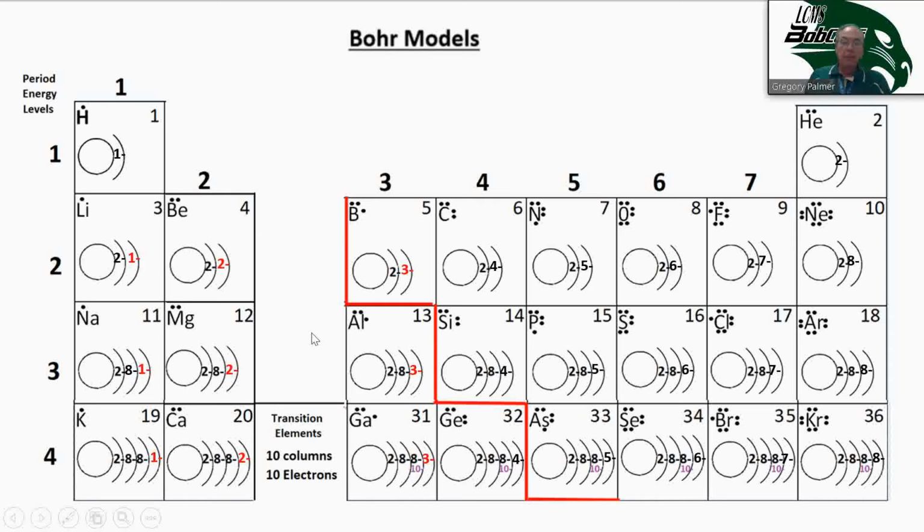Now what happens during bonding? These electrons are lost. You see how I erased them? Well, when we do that, lithium has 3 protons, an atomic number of 3, but it only has 2 electrons left. So it's going to become positive by 1.